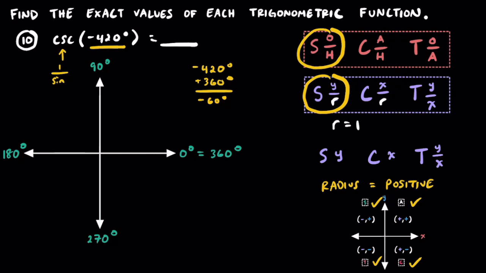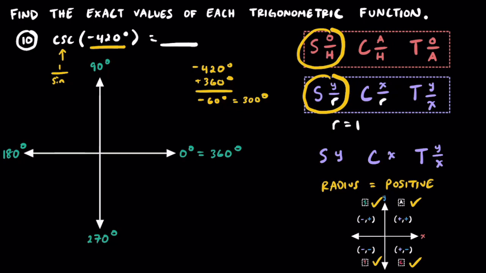If we add another 360 onto that, we can also say that this location is the same thing as 300 degrees, right? So both of these angles are going to be okay. If you're interested in using the 300 degrees, that's fine. If you're interested in using the -60 degrees, that's also okay.